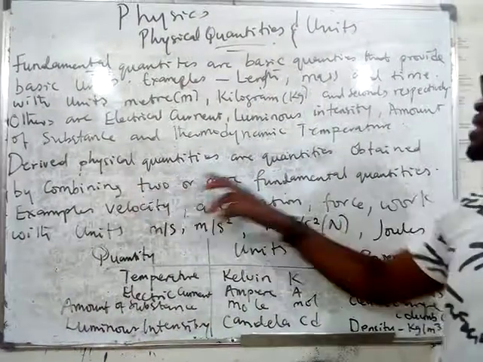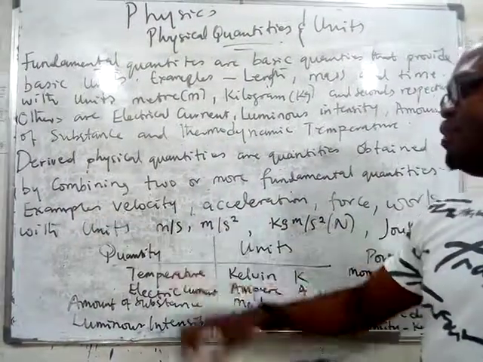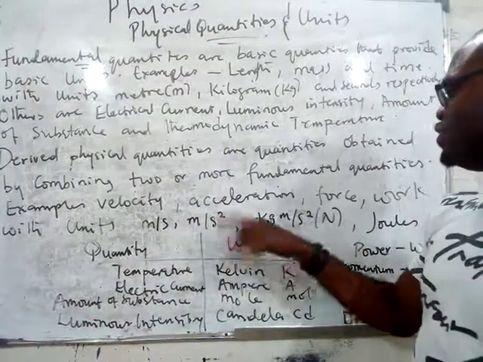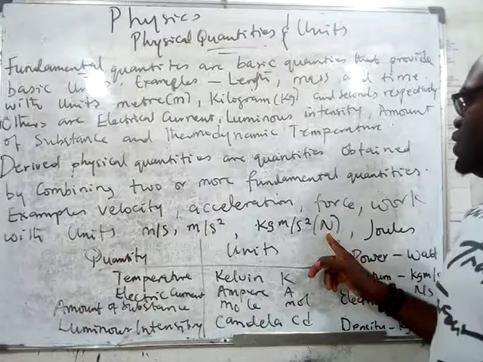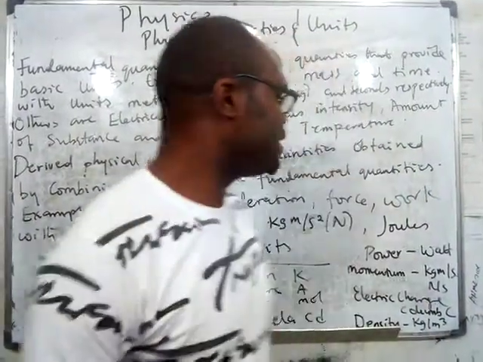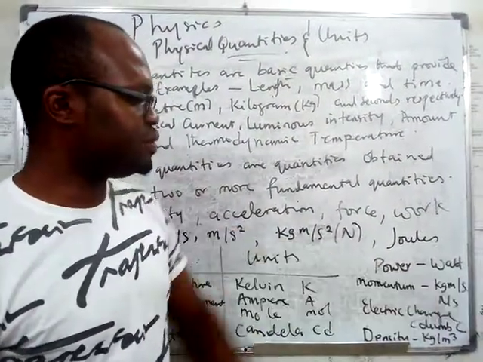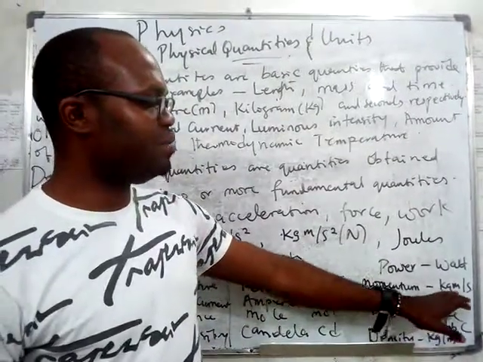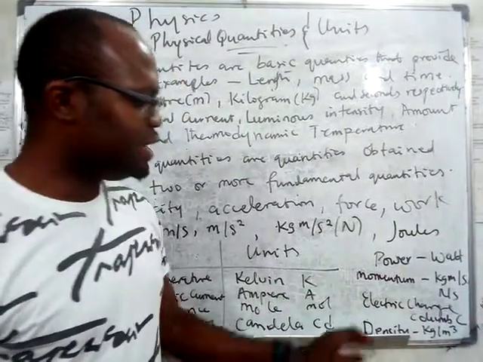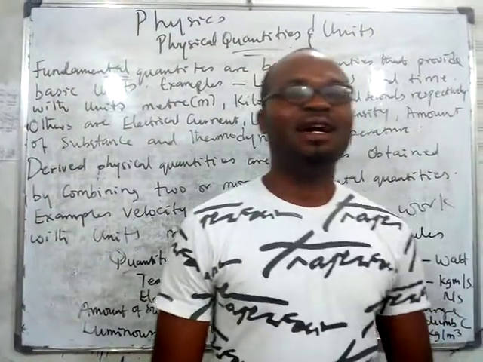Now the derived quantities are quantities obtained by combining two or more fundamental quantities. Examples are velocity, acceleration, force, and work, with the units meter per second, meter per second squared, kilogram meter per second squared or Newton for force, and Joule for work. Other derived quantities are power with the unit watt, momentum with the unit kilogram meter per second or Newton second, electrical charge with the unit coulomb, and density with the unit kilogram per meter cubed. So those are the fundamental and derived quantities.